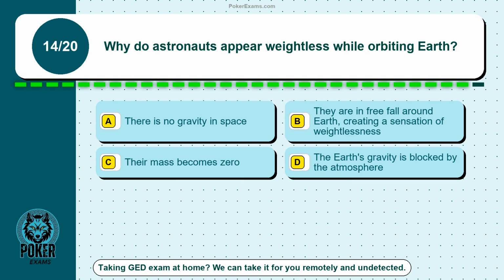Question 14. Why do astronauts appear weightless while orbiting Earth? Option A. There is no gravity in space. Option B. They are in free fall around Earth, creating a sensation of weightlessness. Option C. Their mass becomes zero. Option D. The Earth's gravity is blocked by the atmosphere.